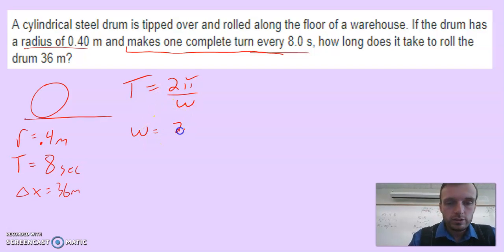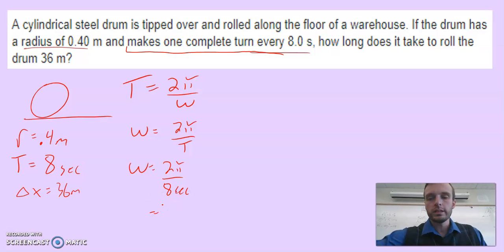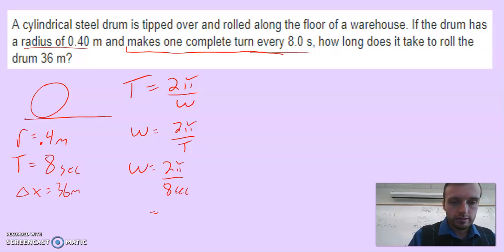So omega here is 2 pi over period, and that means our omega here would be 2 pi divided by 8 seconds. And so we put that in our calculator, that will get us omega. Now remember, the units of omega are radians per second. So if we do our calculation, it turns out that omega is 0.785 radians per second.